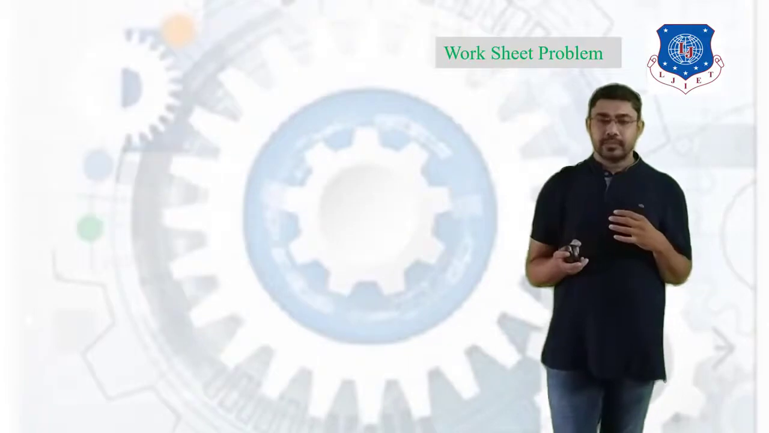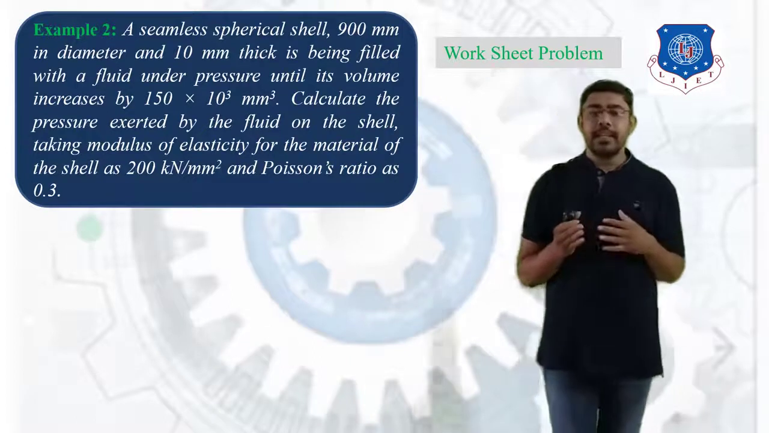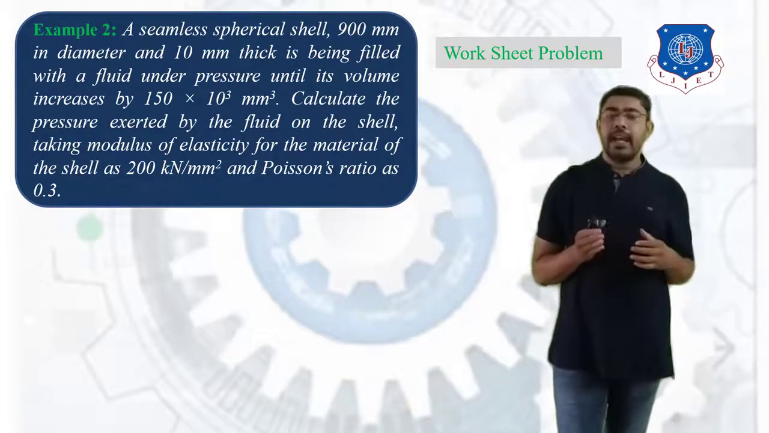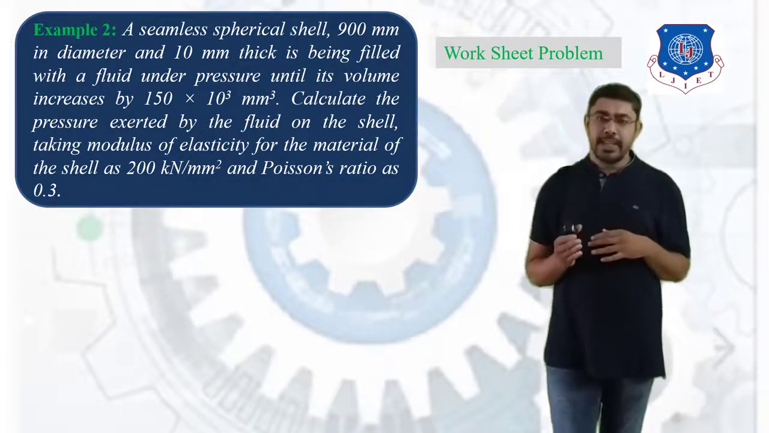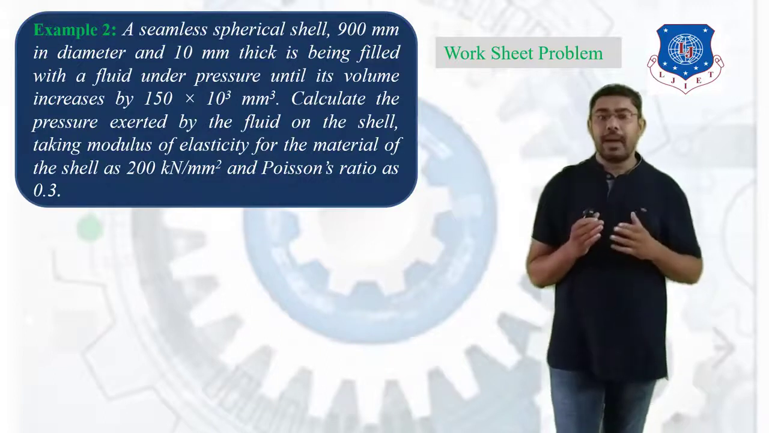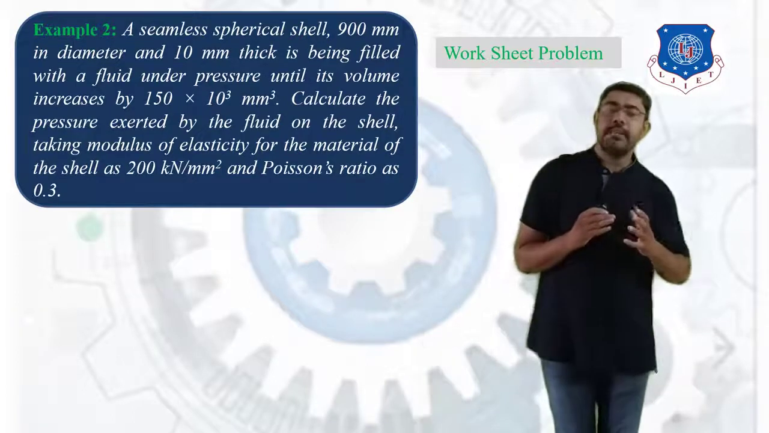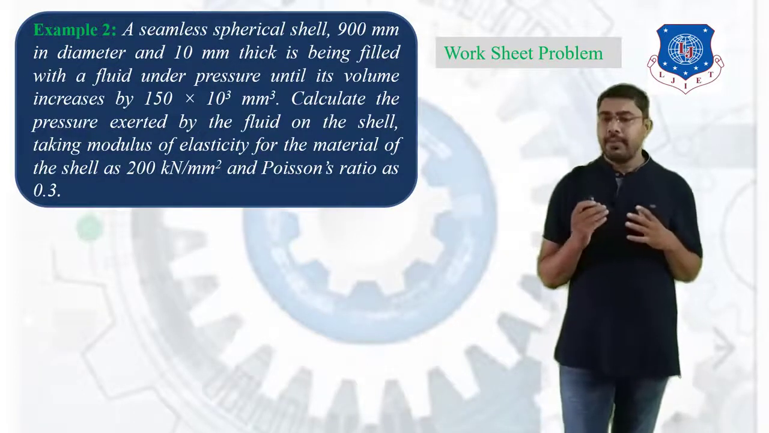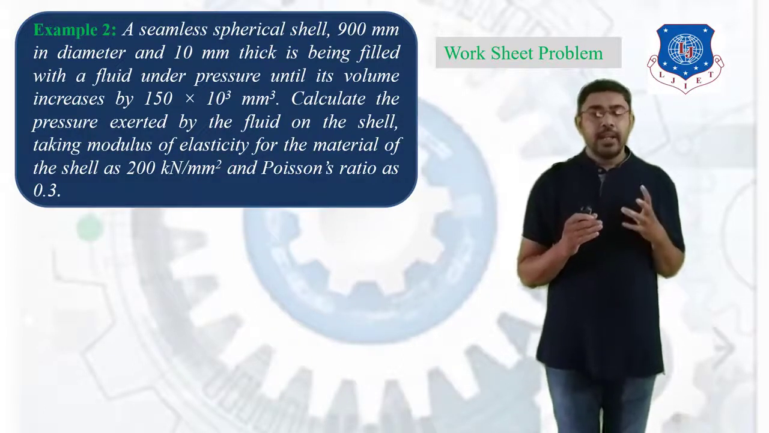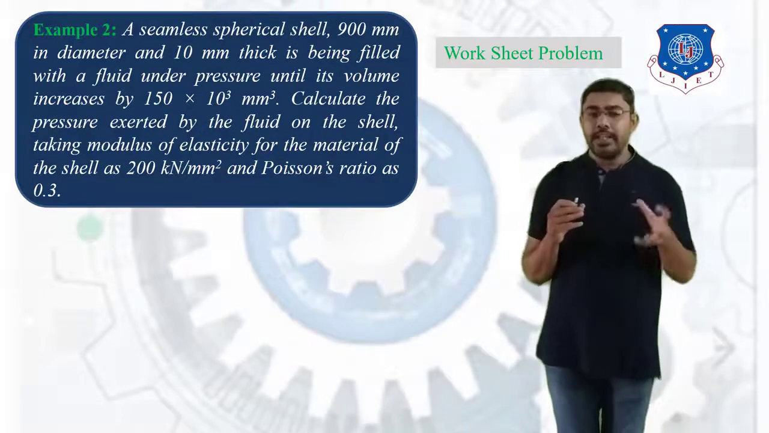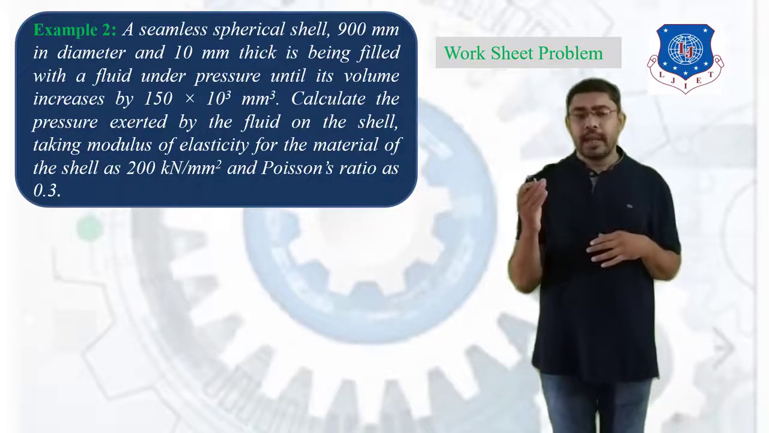Now consider one worksheet problem, that is example 2. A seamless spherical shell 900 mm in diameter and 10 mm thick is being filled with a fluid under pressure until its volume increases by 150 into 10 raised to 3 mm cube. Here a thin seamless spherical shell is given, the diameter of this shell is 900 mm and thickness is 10 mm, and the shell is filled by the fluid until its volume is increased by 150 into 10 raised to 3 mm cube.